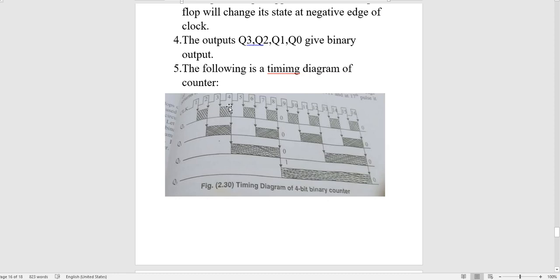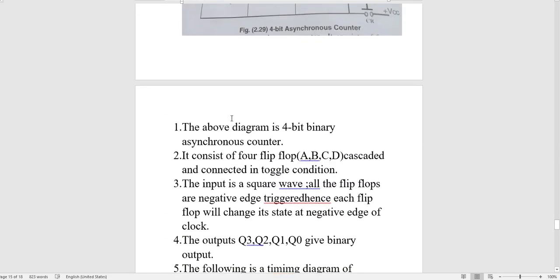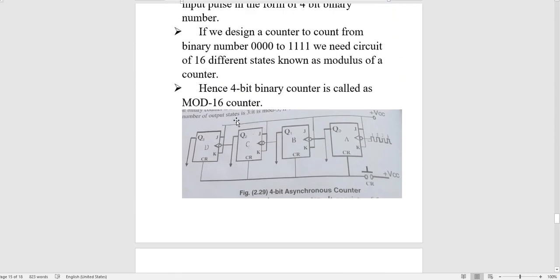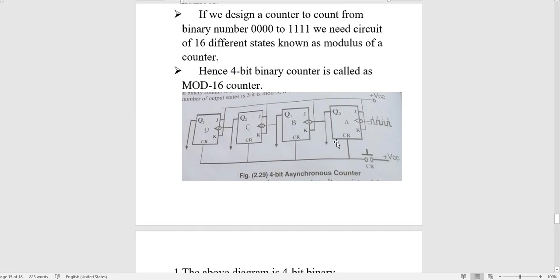In this way, this is the working, or the timing diagram, of the 4-bit binary counter. Students, keep in mind why it is called a 4-bit binary counter: it uses 4 JK flip-flops, and all 4 are kept in the toggle condition. What is the toggle condition? J equal to 1 and K equal to 1. They are connected to each other using the toggle state.